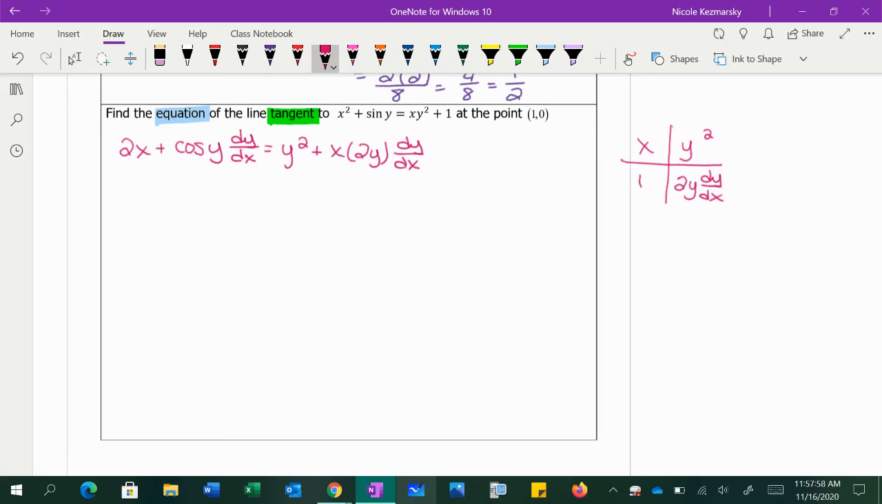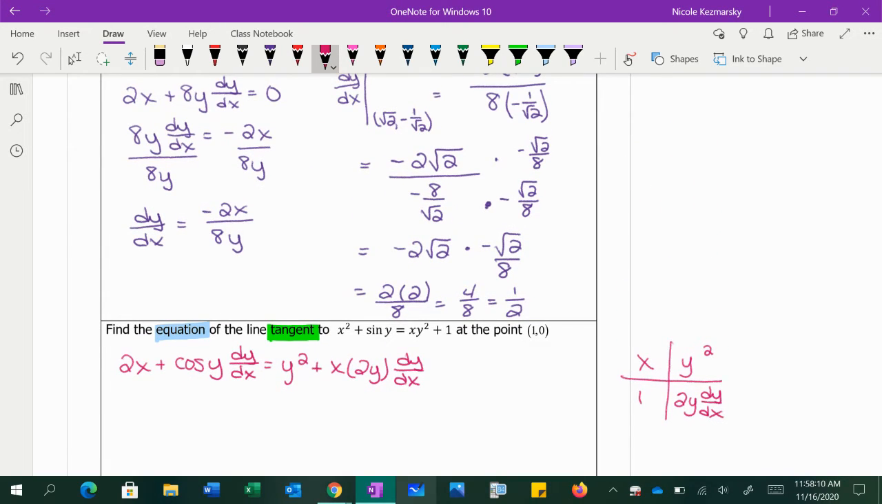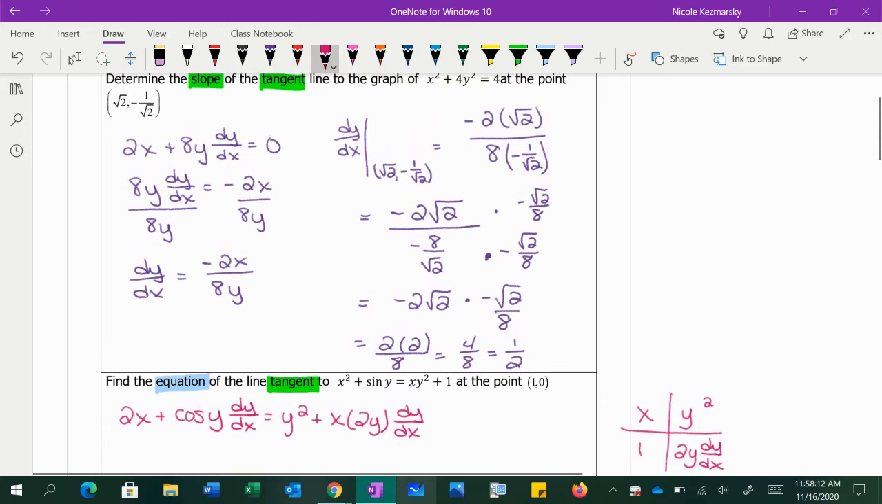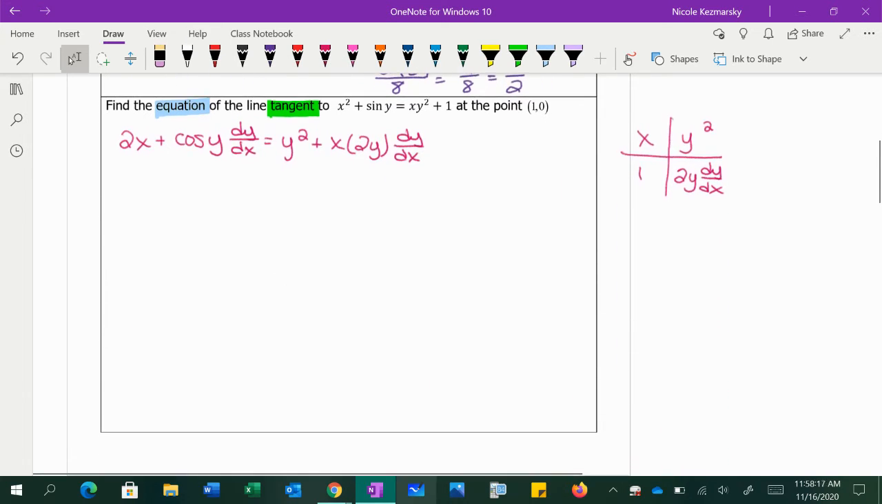And then we're going to take the derivative of 1, which is 0. So there's our derivative. We've been given a point. Now what you can do, in the previous example, we solved for dy/dx, and that's one option as you're trying to find a slope. What you could do, since you have the whole equation and you have your x and y value, 1 and 0, is you could just go ahead and plug in right away.